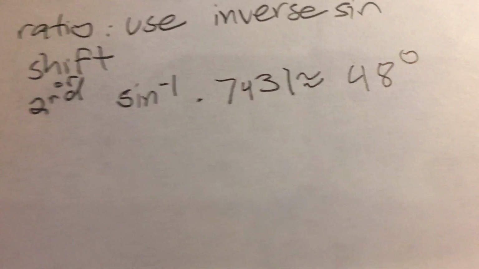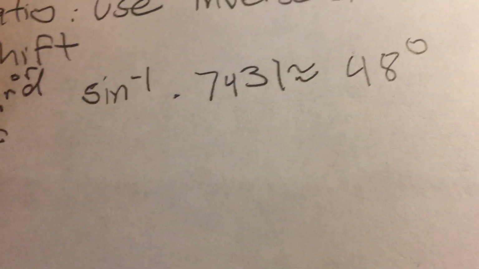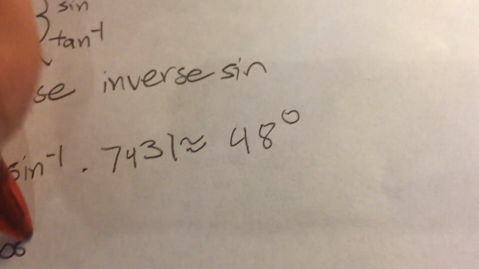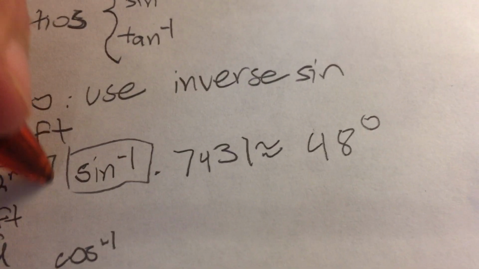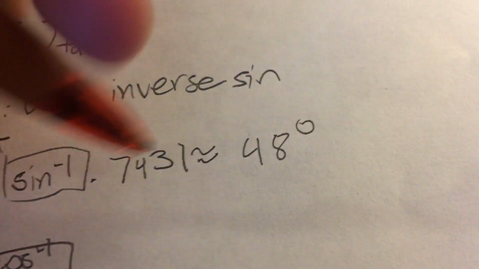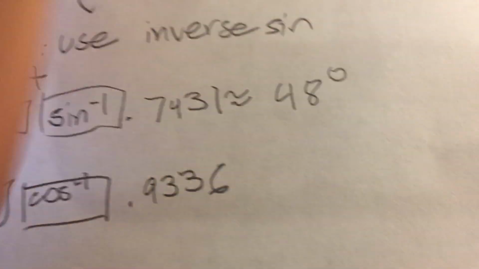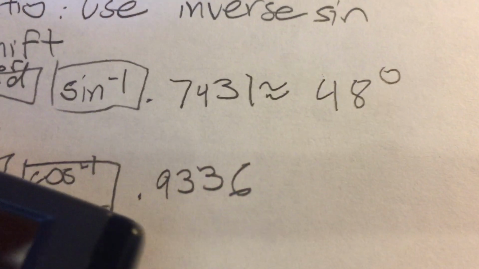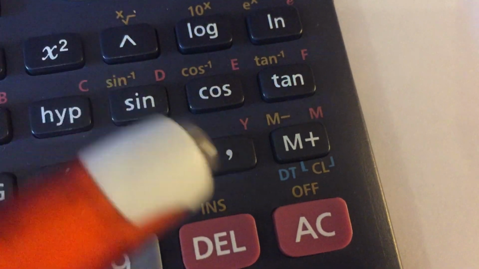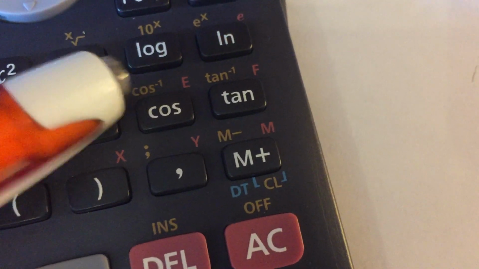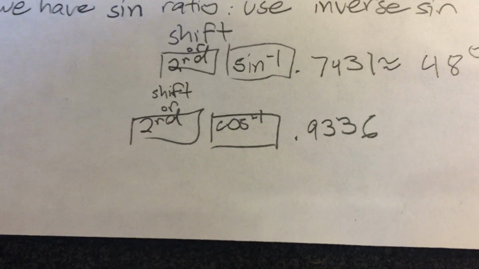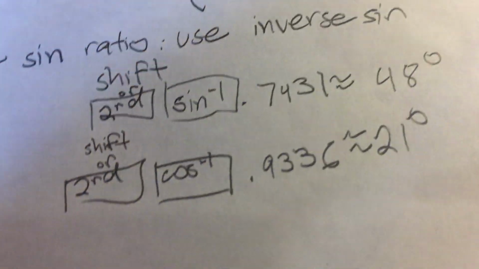And then you do the same thing again. Shift, or the second button, for the cosine. And this is the other example that Miss Fuji gave us: 0.9336. And then it's basically the same, so I'll let you figure it out. You just look above, you just press shift and the cosine button because it's right above. I'll give you some time to figure that out. You can pause if you feel like it. Okay, that's going to be about 21 degrees.